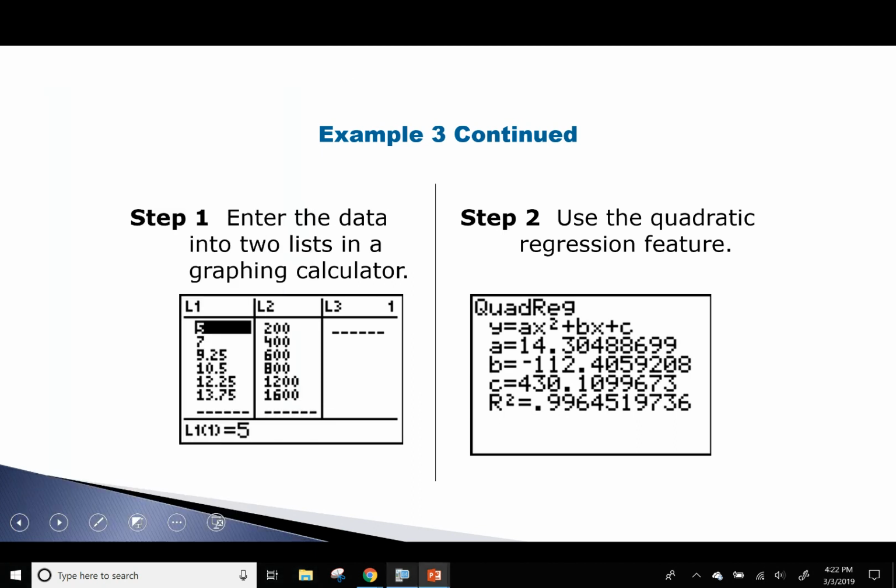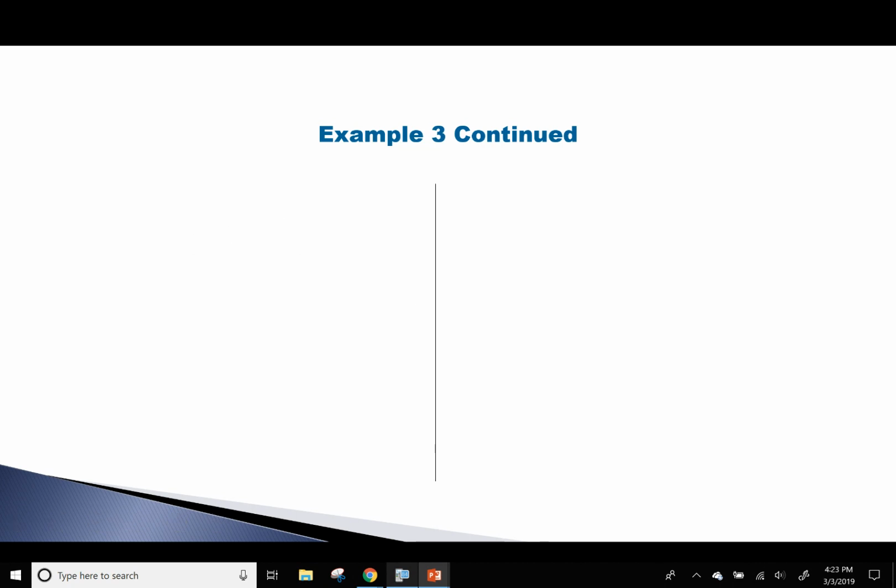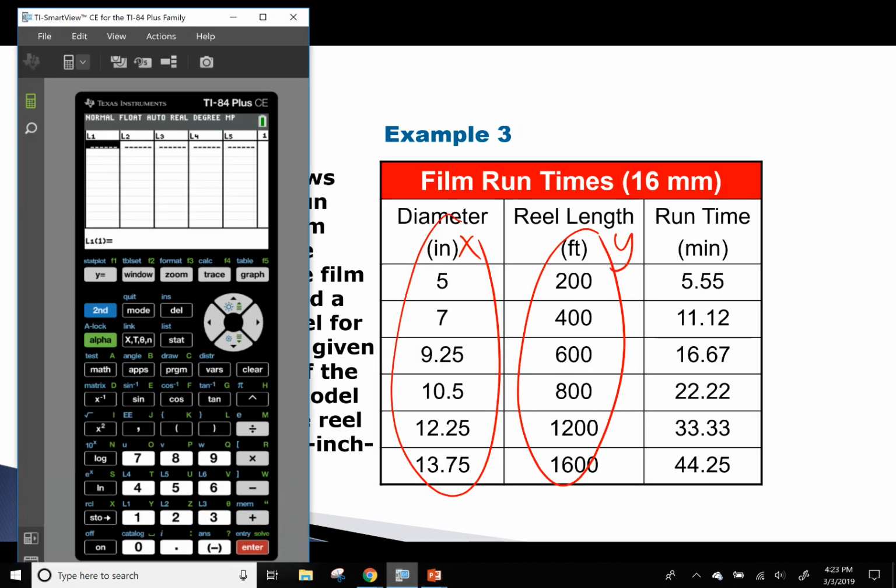So my table is here, right? So x values would be 5, 7. I'm just going to type it in, okay?